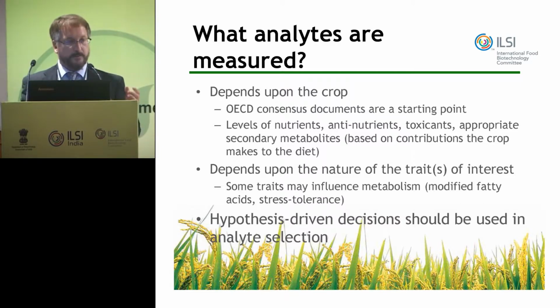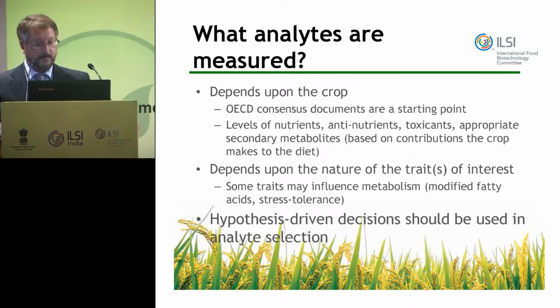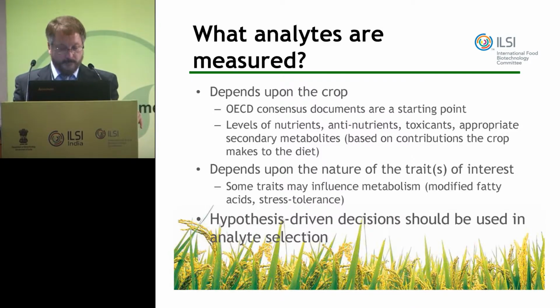If you're altering the nutrition value or something else, you may need to add secondary metabolites to the list that you want to test. And as I mentioned, it depends on the trait. And everything should be driven by hypothesis. You're not going to test everything you can possibly test, but rather if you're altering a specific metabolic pathway, you would want to then target compounds in that metabolic pathway as opposed to unrelated things entirely.